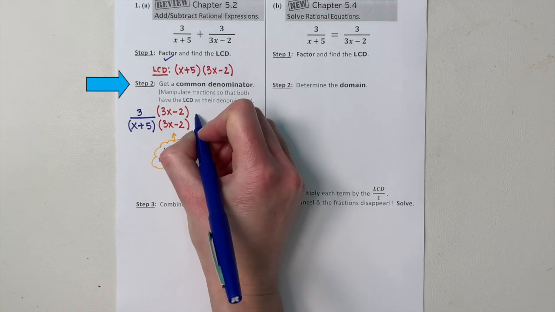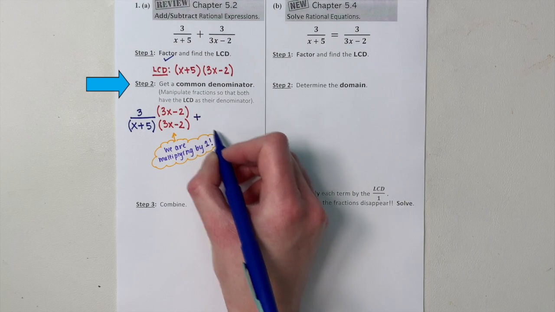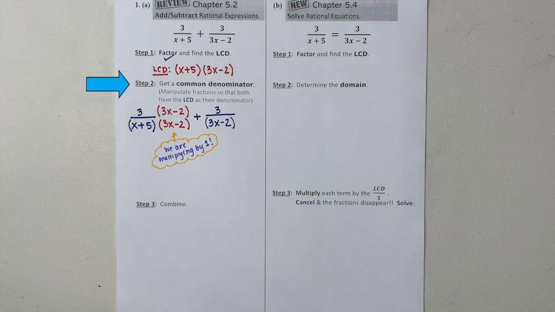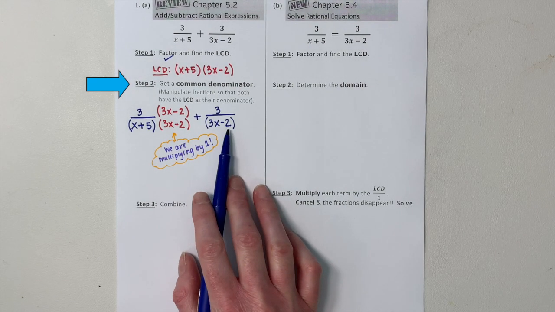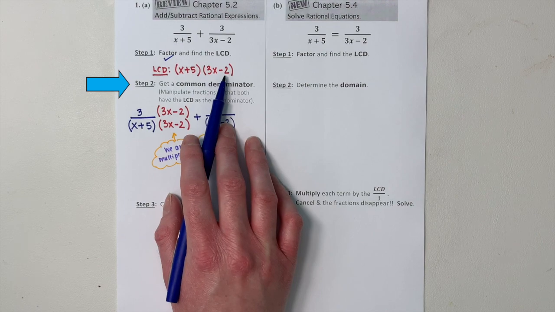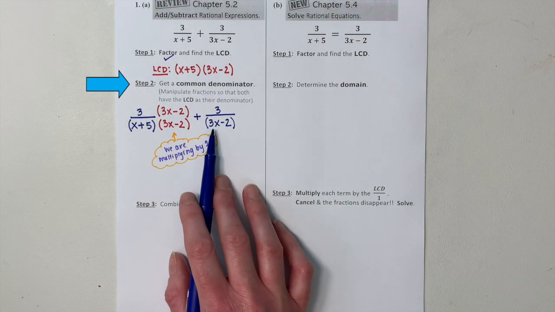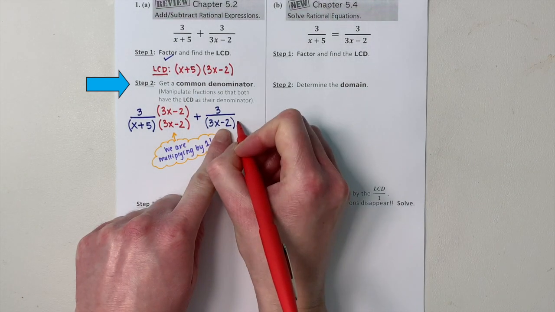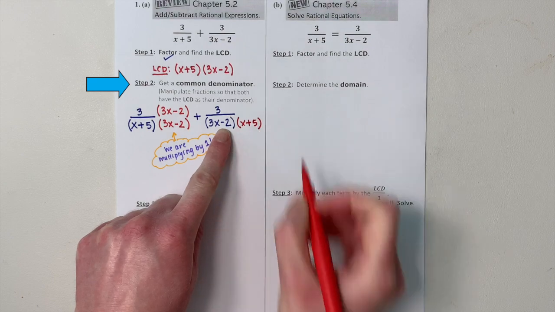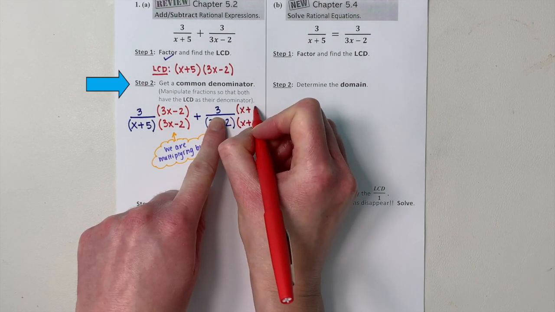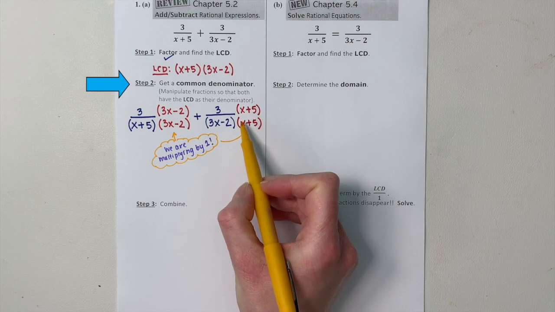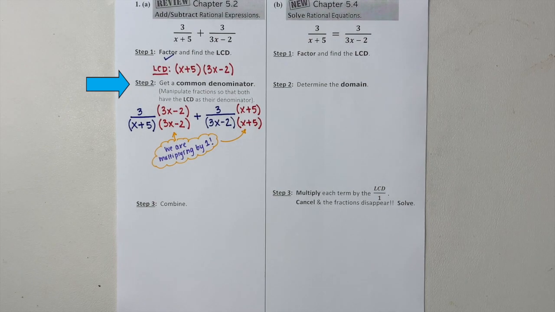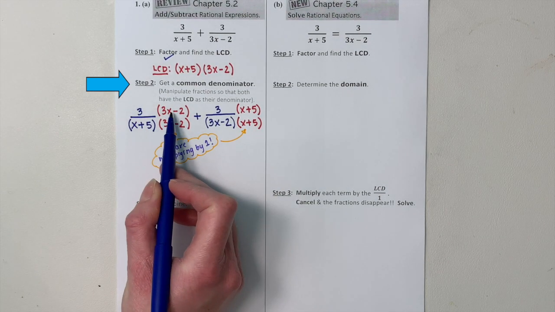Next, I'm going to bring down the plus sign, and I'll copy this fraction down here. And again, I'm going to add parentheses around the denominator since it contains more than one term. Now, we need this denominator to match the LCD. Let's see. We have the factor 3x minus 2, but this denominator is missing the factor x plus 5. So I'm going to multiply this denominator by x plus 5, and then we also have to multiply the numerator by x plus 5. Notice here, when we multiply by x plus 5 over x plus 5, we're really just multiplying by 1 again.